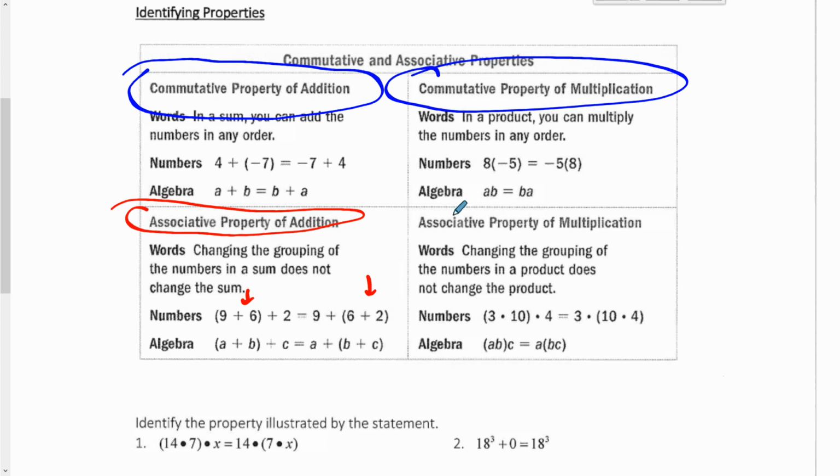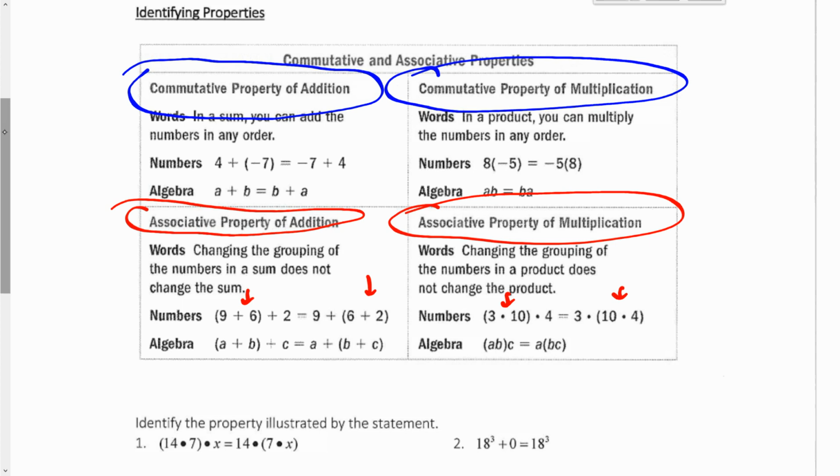Then the associative property of multiplication says the same thing, but with multiplication instead of addition. So on our example, on the left side, we have the parentheses around 3 times 10, and on the right side, we have the parentheses around 10 times 4, but either way, we'll still wind up with the same answer of 120 if we work that out.